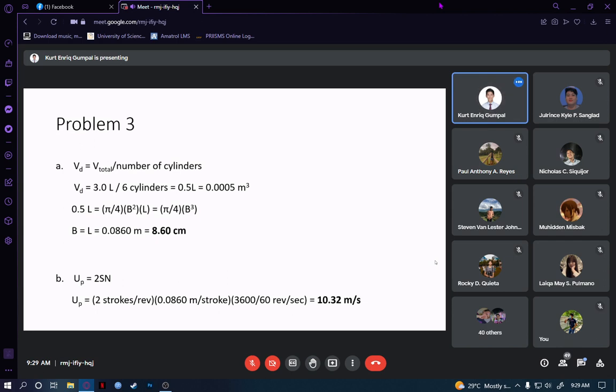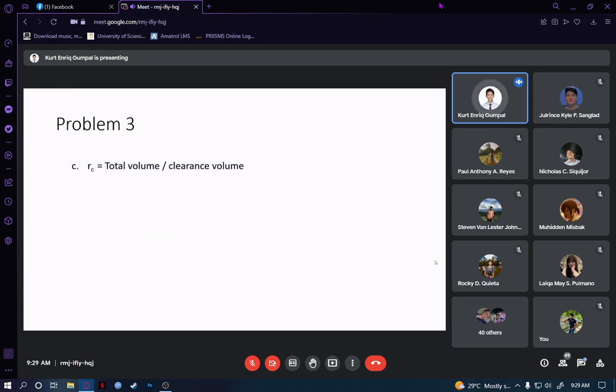per second. Okay? Clear. And then your total volume or clearance volume is your RC, which is VD plus VC over VC, di ba? This is it. Now, you have your 9.5 and you have your volume displaced, which is 0.0005 plus VC over VC. Again, it's just shift solve. Now, since it's shift solve, your clearance volume is 59 cubic centimeters.